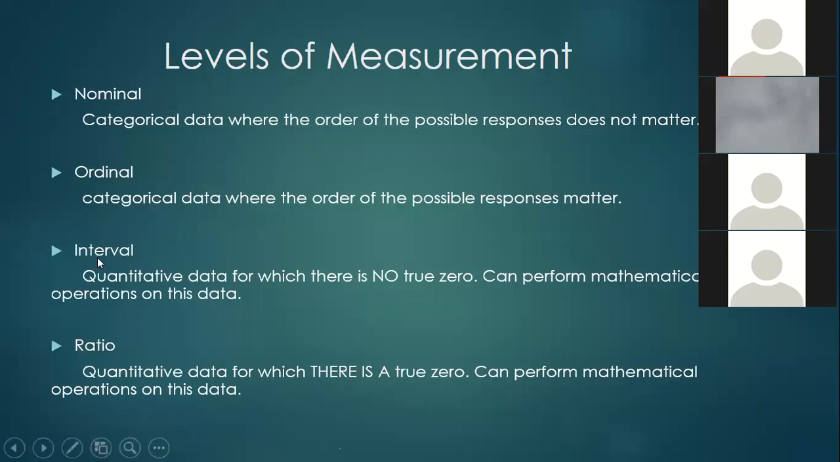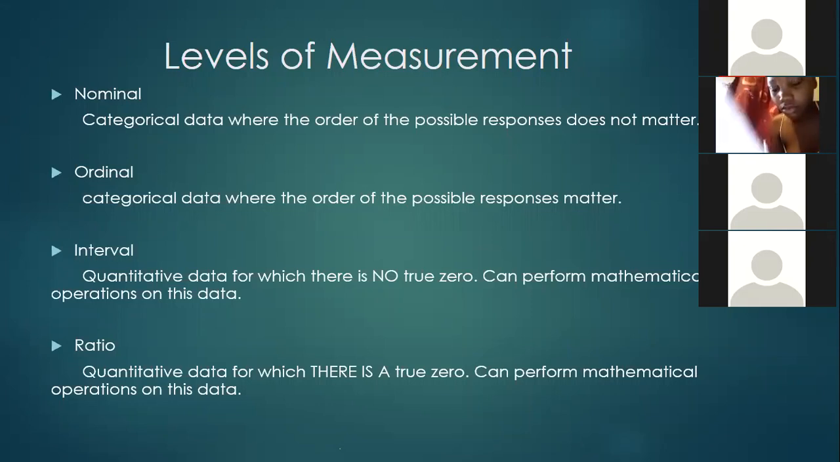For interval now, there's no true zero for interval. So if I say how many siblings you have, you know for sure that it's ratio because some persons don't have siblings, they're the only child. So it all depends on what the question is asking you. And once you remember the difference between each level of measurement, you know what the answer is.